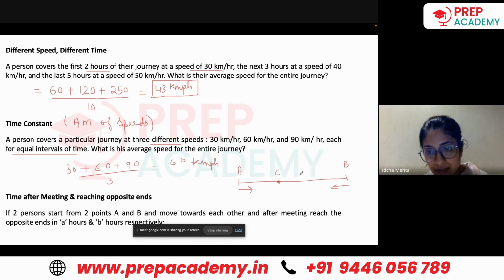So A will take a hours to complete the remaining part, and B will take b hours to complete the remaining part of the journey, right? So if they are taking a and b hours respectively to finish, I can say that speed of A upon speed of B will be equal to the ratio of time taken by B upon time taken by A, or in fact, I would not write it like this, b hours upon a hours, under a square root.